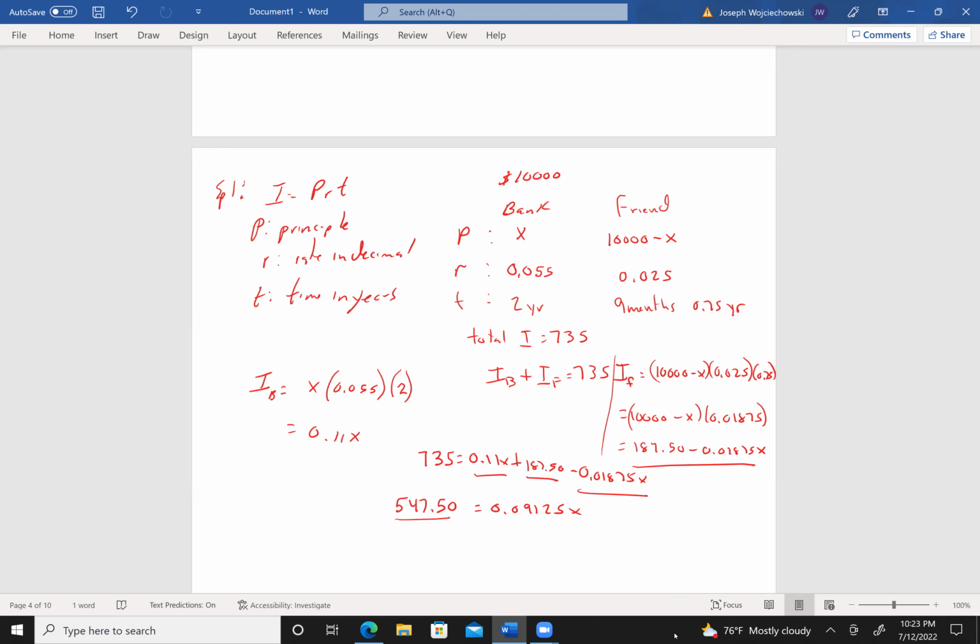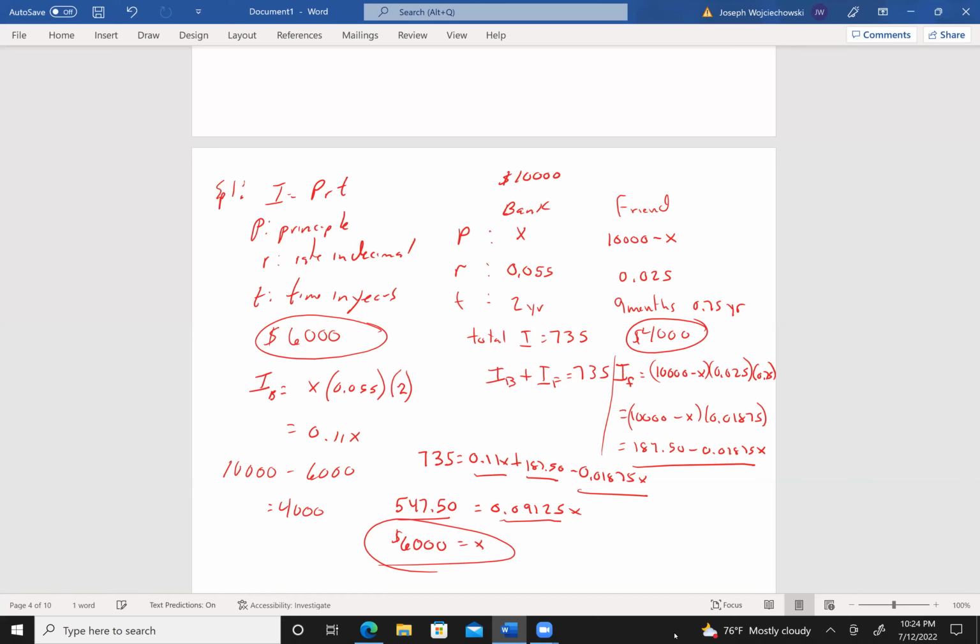So we take this and divide it by 0.09125, divided by 0.09125, and that gives us $6,000 as x. So 6,000 from the bank, which means 10,000 minus 6,000 equals 4,000 from his friend. And there you go.